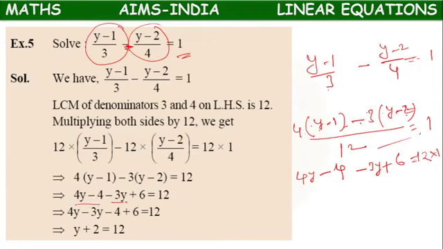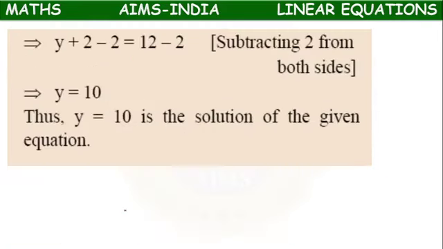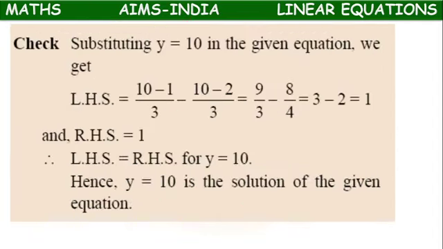4y minus 4 minus 3y plus 6 equal to 12. The y terms we will write in a group, the remaining numbers we will write separately. 4y minus 3y is y. Minus 4 plus 6 is 2. Equal to 12. y plus 2 equal to 12. To remove 2, we have to subtract 2 from both sides. Then y equals 10. So y equals 10 is the solution of the given equation.